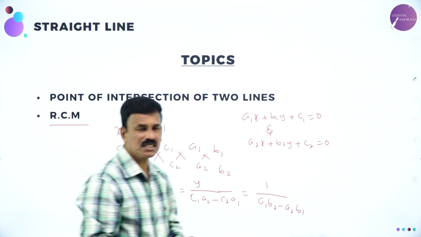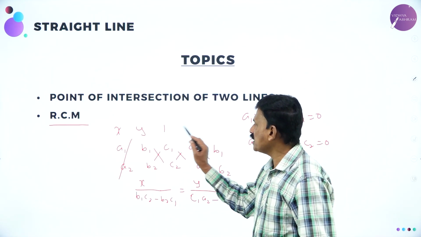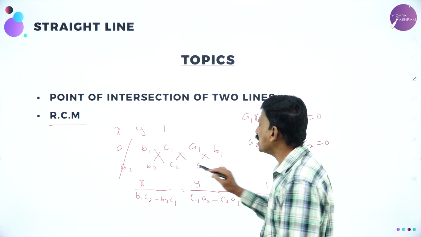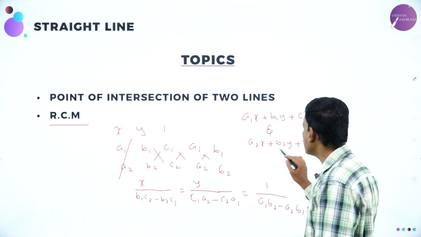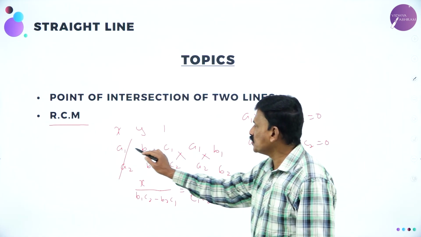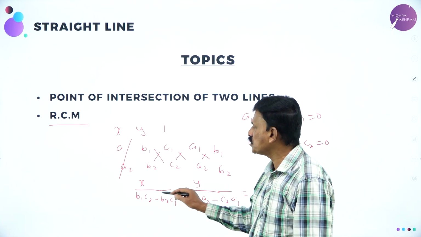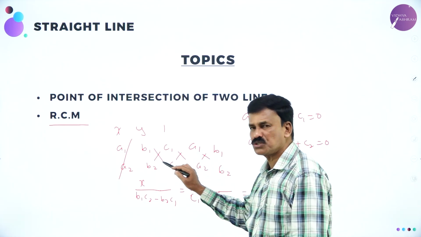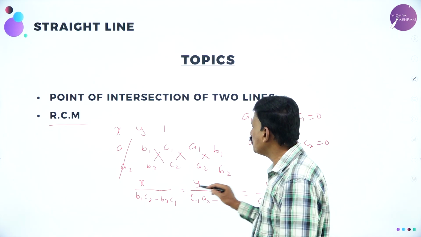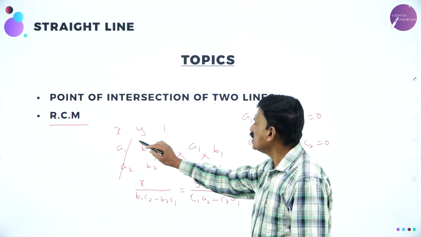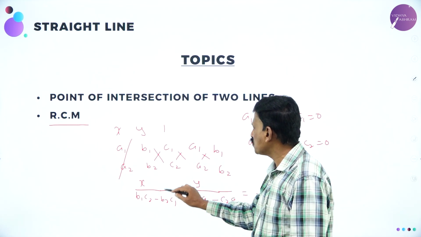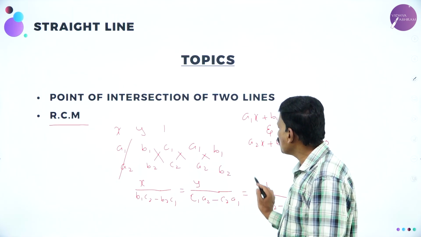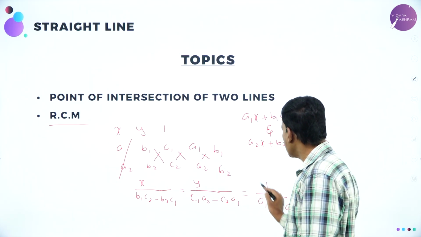Now this is the step, that's it, very simple. See here, write down x, y and 1 in the first line, below which write down the coefficients of x, y and constant in the first line and the coefficient of the second equation in the second line. So a1, b1, c1, a2, b2, c2. Repeat the coefficients of the first two, that is x and y, a1, a2, b1, b2. Strike the first line and cross multiply. x divided by b1 c2 minus b2 c1 is equal to y divided by c1 a2 minus c2 a1 is equal to 1 divided by a1 b2 minus a2 b1.